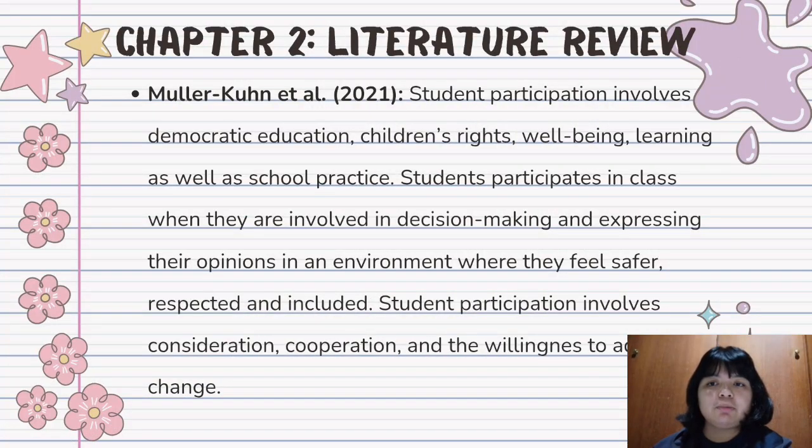Now we're moving on to chapter 2, which is literature review. So according to Muller, Kuhn et al. 2021, student participation involves democratic education, children's rights, well-being, learning, as well as school practice. Students participate in class when they are involved in decision-making and expressing their opinions in an environment where they feel safer, respected, and included. Student participation involves consideration, cooperation, and the willingness to adapt and change.